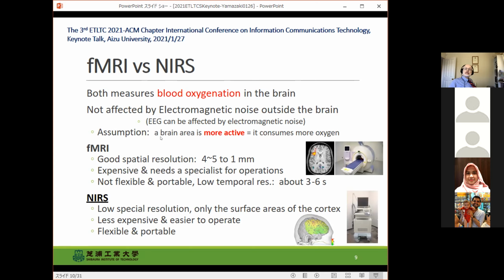And there is an assumption for both functional MRI and NIRS techniques. The assumption is this: when a brain area is more active, it consumes more oxygen. So this is the basis of the theories for functional MRI and functional NIRS.